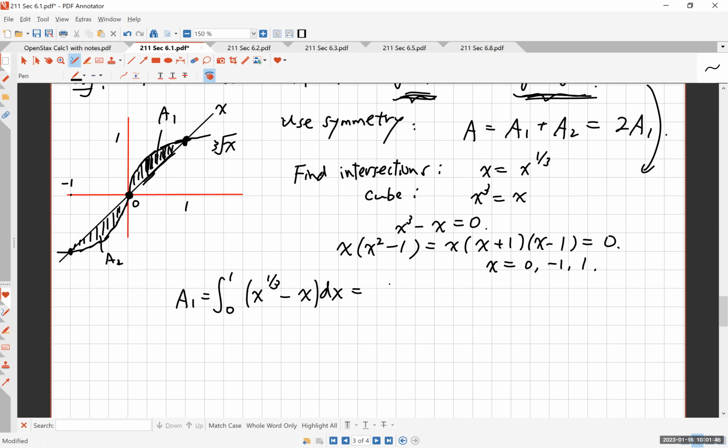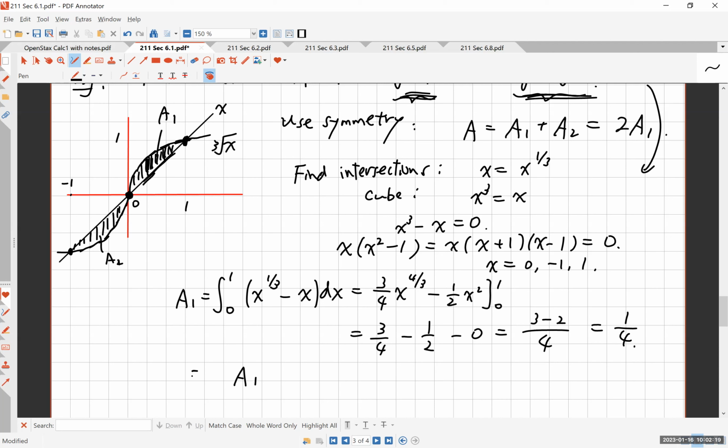And let's try to figure this out. Again, adding 1 to the exponent, that would be 4/3. Take the reciprocal, 3/4, x to the 4/3, minus 1/2 x squared. Evaluate this from 0 to 1, and you get 3/4 minus 1/2, and of course, minus 0 at the end. That's 4 in the denominator, 3 minus 2. And so the answer is 1/4, right? Of course, a is twice as much as that, so this will be 1/2. And that is your answer.